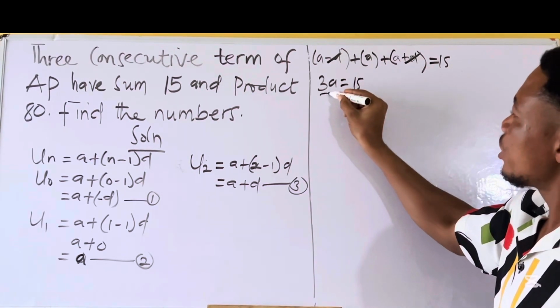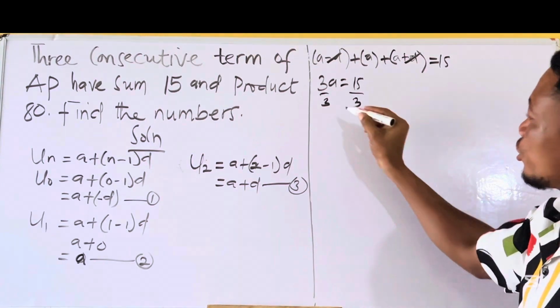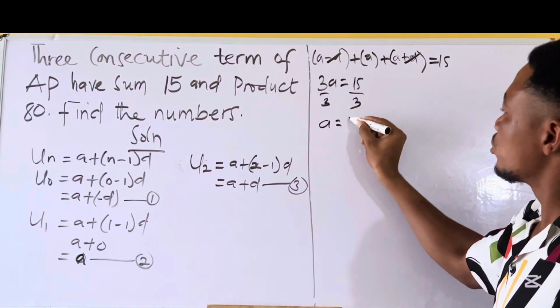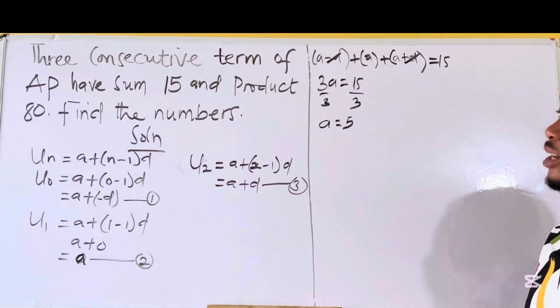So we divide here by 3, and we have a to be equal to 5.